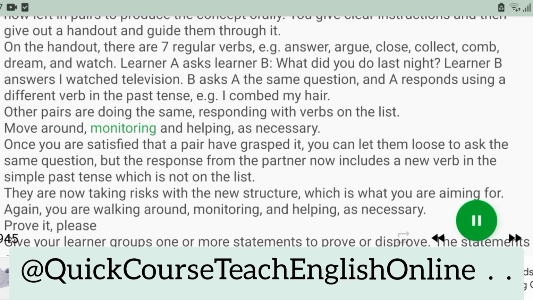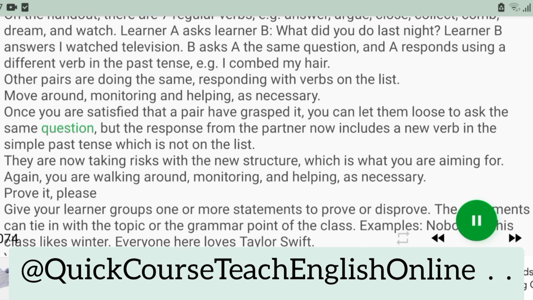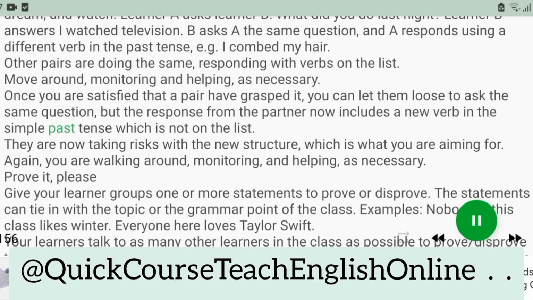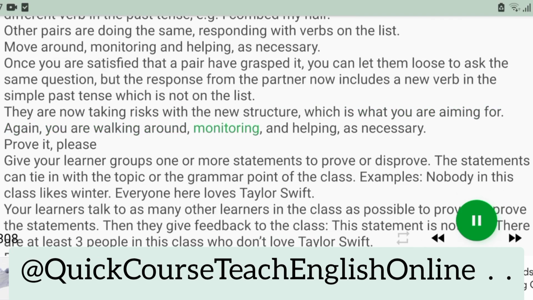Other pairs are doing the same, responding with verbs on the list. Move around, monitoring and helping, as necessary. Once you are satisfied that a pair have grasped it, you can let them loose to ask the same question, but the response from the partner now includes a new verb in the simple past tense which is not on the list. They are now taking risks with the new structure, which is what you are aiming for. Again, you are walking around, monitoring, and helping, as necessary.